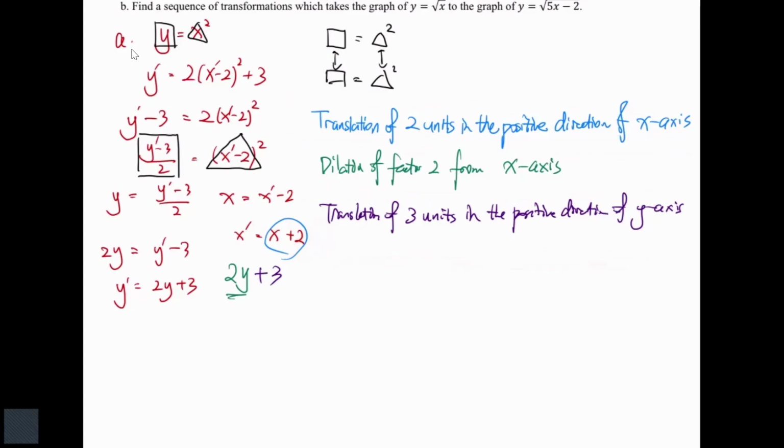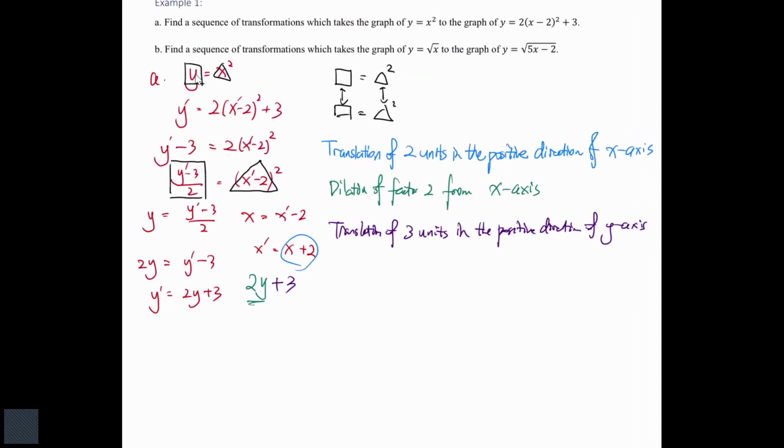You can actually tell all the possibilities of transformation through mapping. All right. Now, if you get the idea, try part B yourself. Pause here, do it yourself, and see if you get the correct answer. All right, let's do part B.